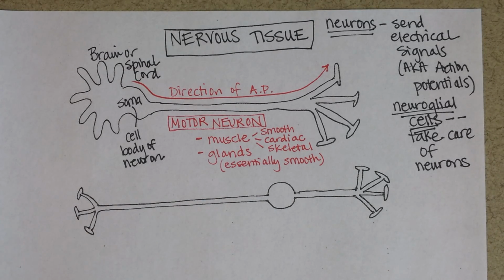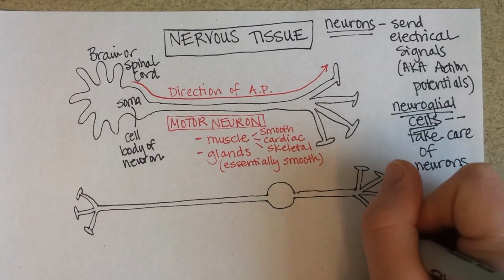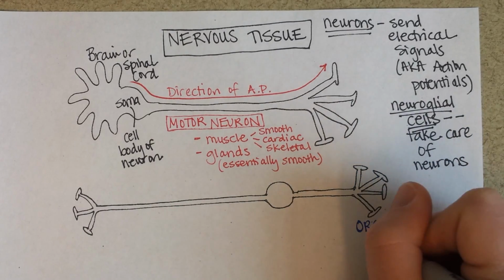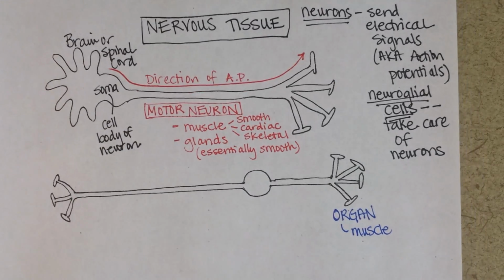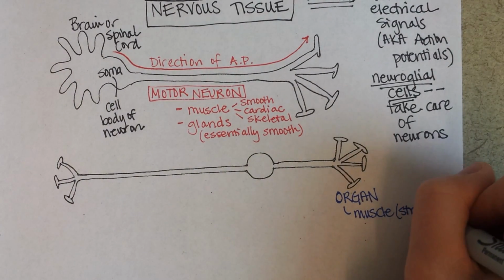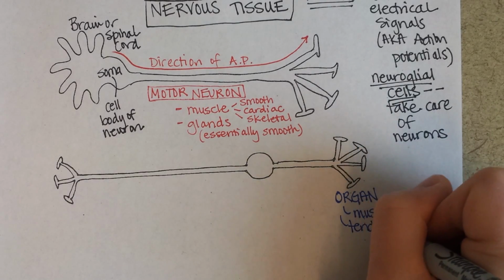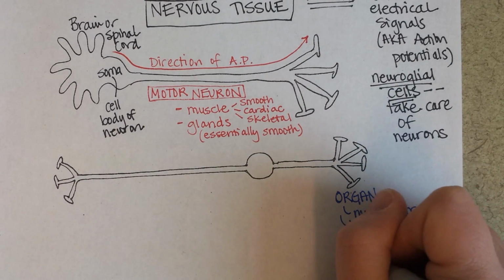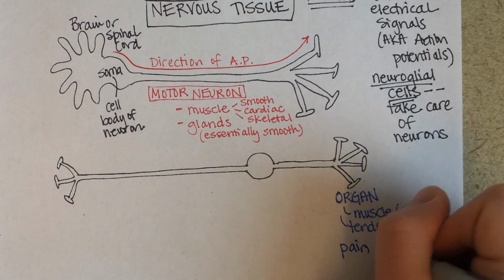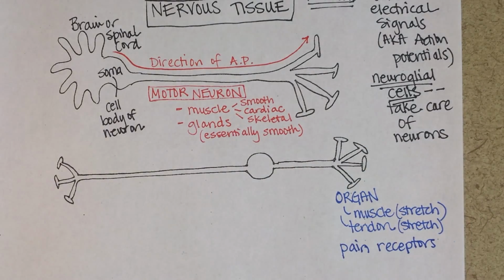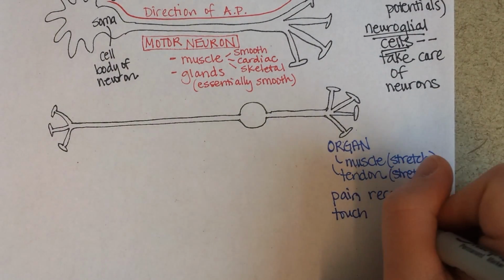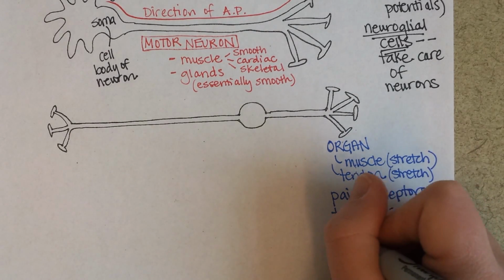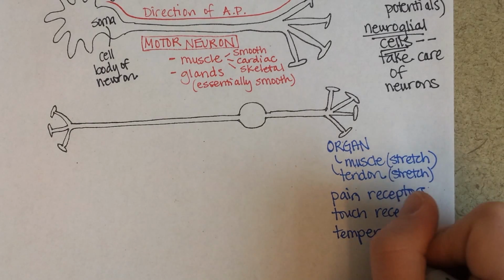Okay, then let's look at a sensory, and we'll use blue for sensory. Now, this would be where the action potential begins, and this would be located in the organ. So it might be a muscle sending stretch information so that you don't tear, or a tendon. Those would also have stretch receptors. What about pain receptors? Or just generalized touch receptors. Temperature receptors.